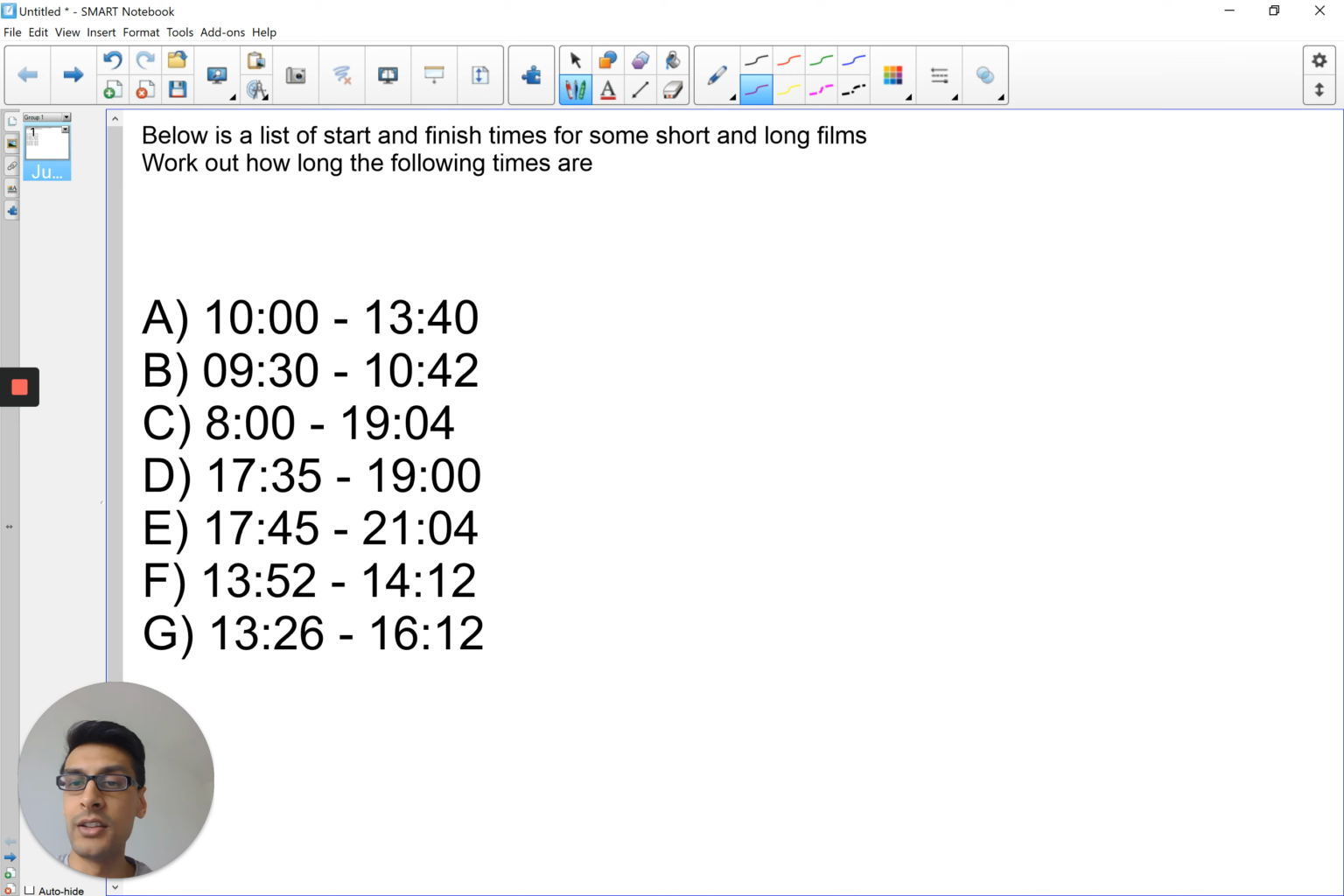So 10 to 140. Okay, this one you can probably do in your head. So you just count up: 10, 11, 12, 1 and then 40. So 3 hours and 40 minutes.